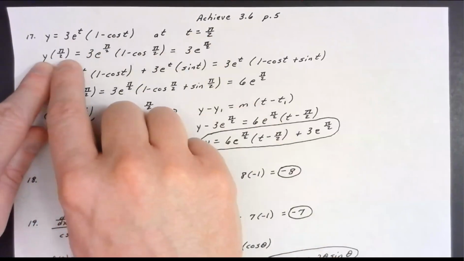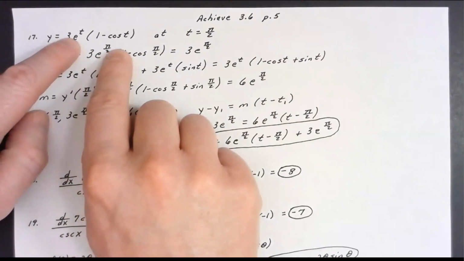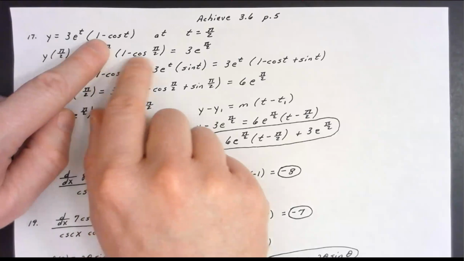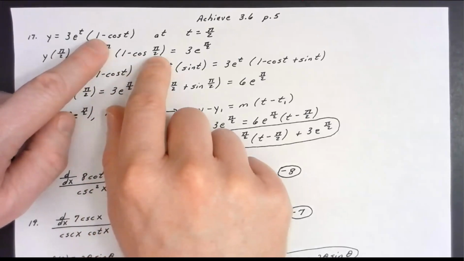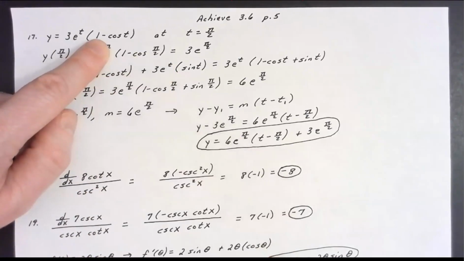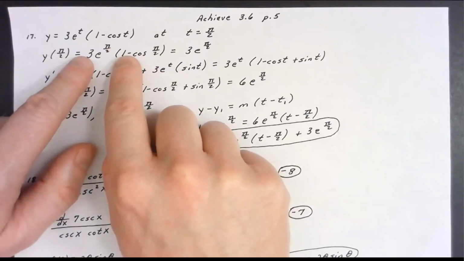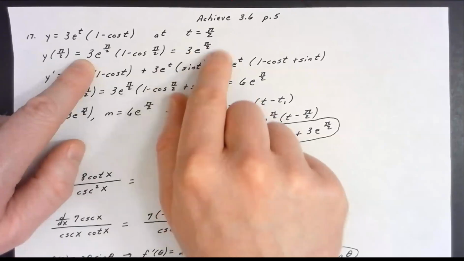Evaluate your function at pi over 2. That's going to give me 3 times e to the pi over 2, which I know is an extremely irrational number, so I'll just leave it like that, times the group 1 minus the cosine of pi over 2. Please remember the cosine of pi over 2 is asking what the x component of the unit circle is when it moves straight upward. Well, it's 0. So this is just going to be the group 1 minus 0, so a factor of 1. We're just going to get 3 times e to the pi over 2 for our y value.